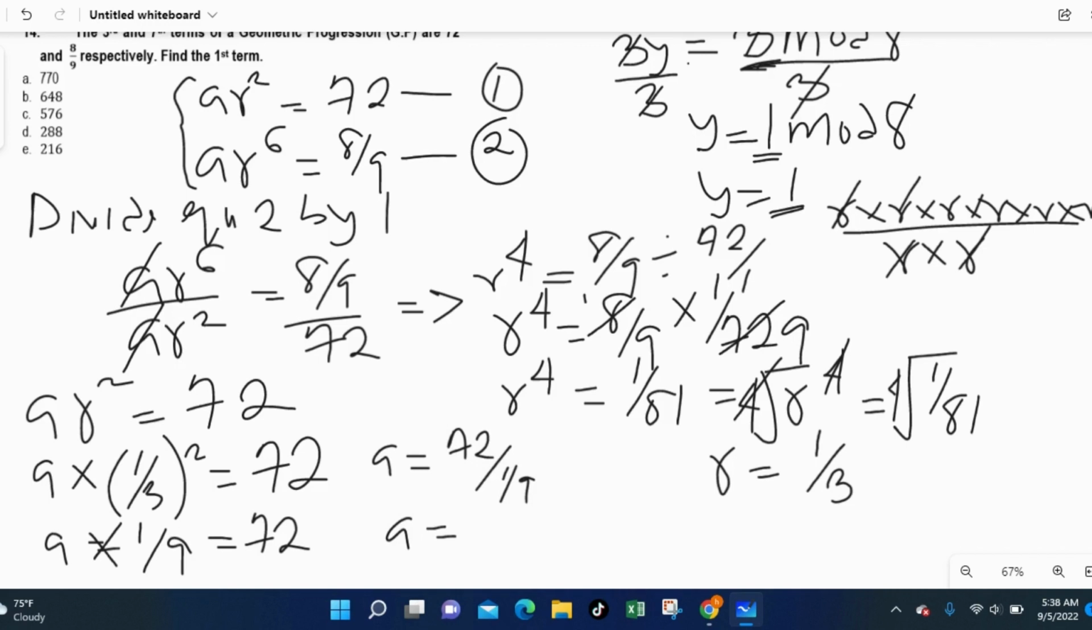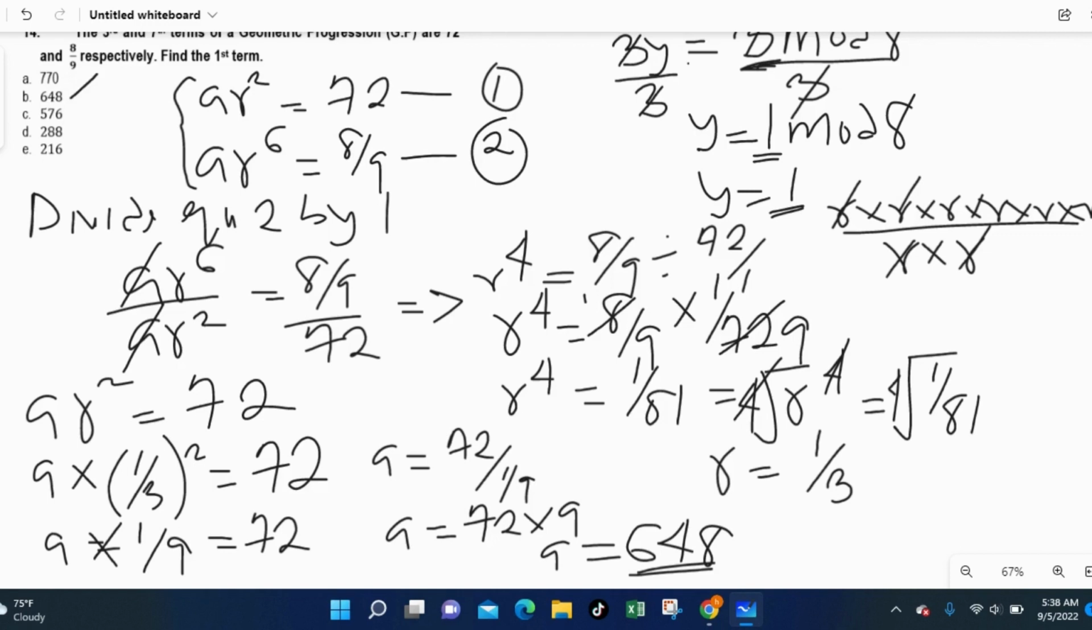That will give us 72 times 9. And 72 times 9, our A will be equal to 648. So you see, the answer has appeared. Voila. The correct option is B, which is 648.